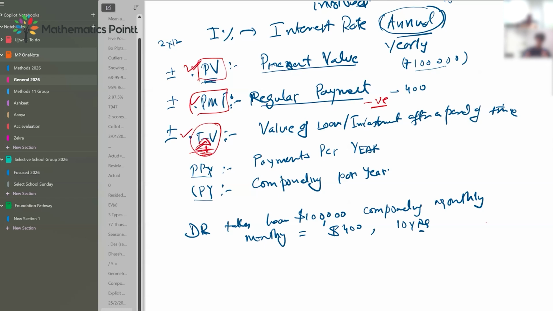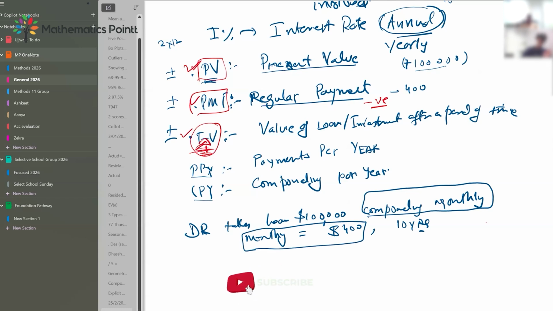Now, compounding monthly, and he's paying monthly. CPY, compounding per year. How many times is the compounding happening in Darshan's case? Monthly. So CPY is 12. How many payments is Darshan making in 1 year? He's making monthly payments, clearly written. So that means his PPY, the payments per year, is also 12. No dramas. They are exactly the same values. Absolutely fine.